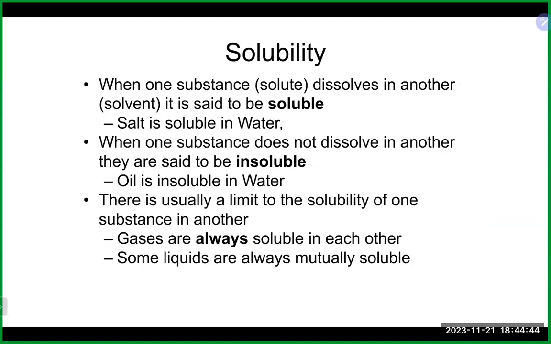So when one substance dissolves in another, it is said to be soluble. And obviously when one does not, it is insoluble. There is a limit to the solubility of one substance in another. Gases are always soluble in each other, because gas molecules are flying around, which means they are constantly mixing with each other in the same container. Some liquids are also usually soluble in each other, and again, that is your polar and polar, nonpolar and nonpolar.